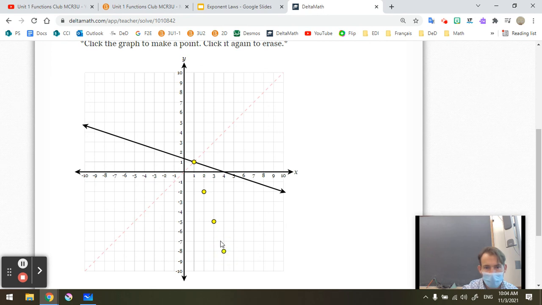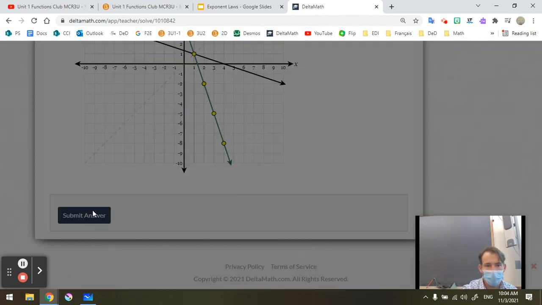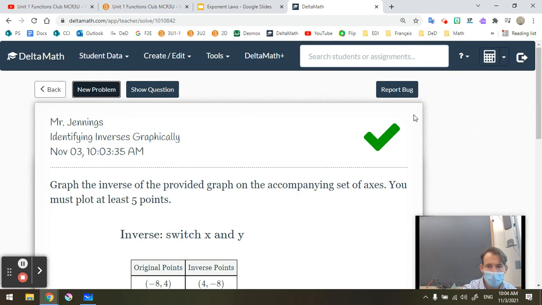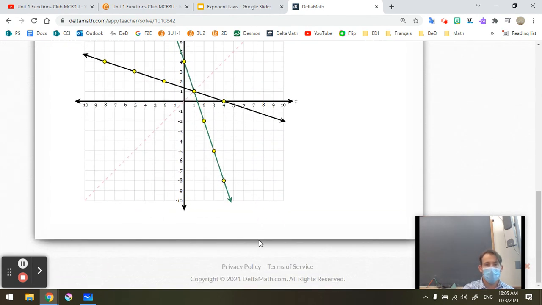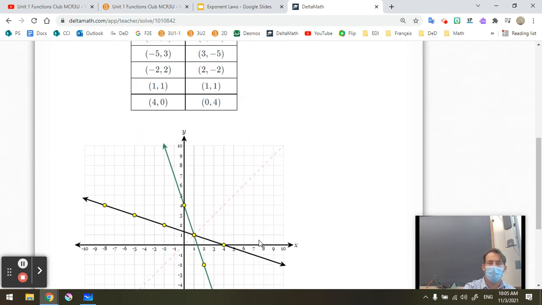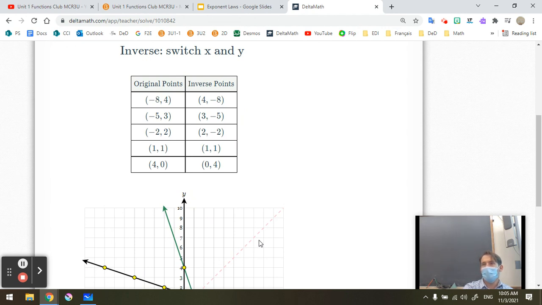And now I can kind of see, oh, this is going to be a line with slope -3. So I could also put this up here. There. Let's say that that's the reflection. Submit answer. Yes, I'm sure. Yay! Graph the inverse of the provided graph on the accompanying set of axes. The inverse. Switch the x and y. So they said go ahead and find 5 points that are on the function, flip the x's and y's and plot them. You'll need some practice doing that. That way you'll be able to find your water slide if the wind blows it over and pushes it into your swimming pool.